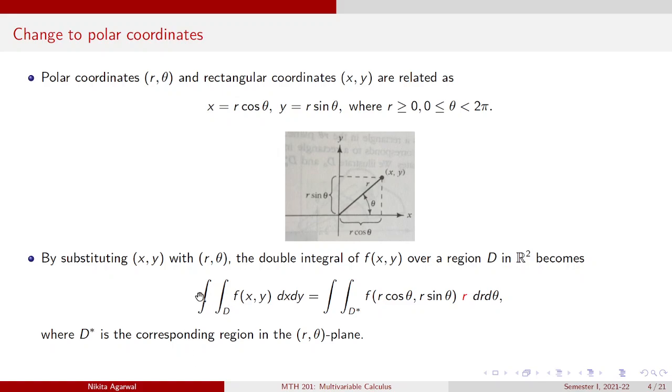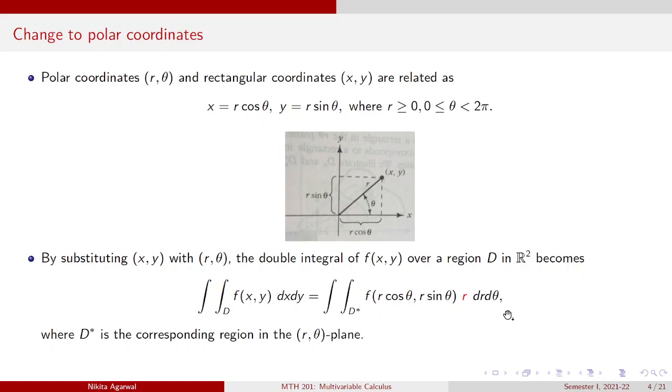Okay. So this is what happens when you make these change of variables. So by substituting xy with r theta, which is the polar coordinates, the double integral of f of xy over a region D in R2 becomes, so you replace x by r cos theta, y by r sin theta, and dx dy by r dr d theta, where D star, so now the integration limits have to be for r theta, right? So D star is the corresponding region in the r theta plane. So whatever happens to D, when you make these change of variables, that is called D star.